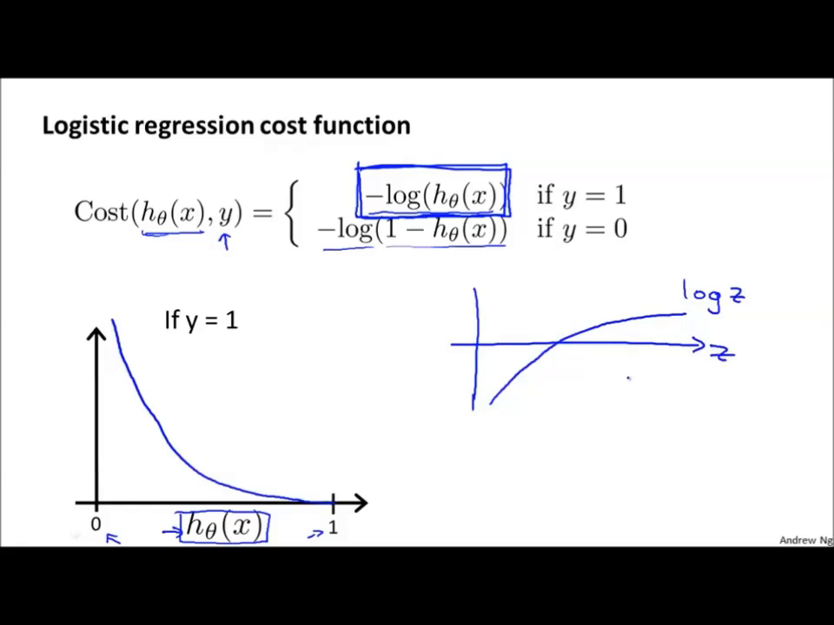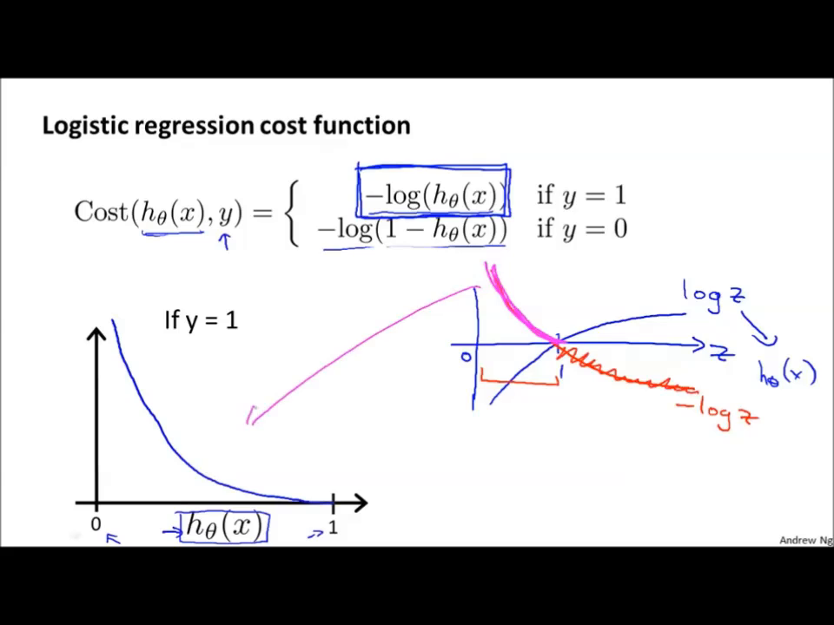So this is what the log function looks like. And this is 0, this is 1. Here, z is, of course, playing the role of h of x. And so minus log z will look like this, right? Just flipping the sign, minus log z. And we're interested only in the range where this function goes between 0 and 1. So get rid of that. And so we're just left with this part of the curve, and that's what this curve on the left looks like. Now, this cost function has a few interesting and desirable properties.